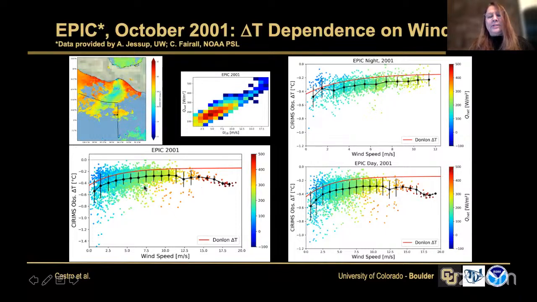So this is interesting because it's a similar plot to the one Andy showed for the equinox data set, where there was one curve that wasn't part of the Donlon family, but here we have the exact same dependence with EPIC.